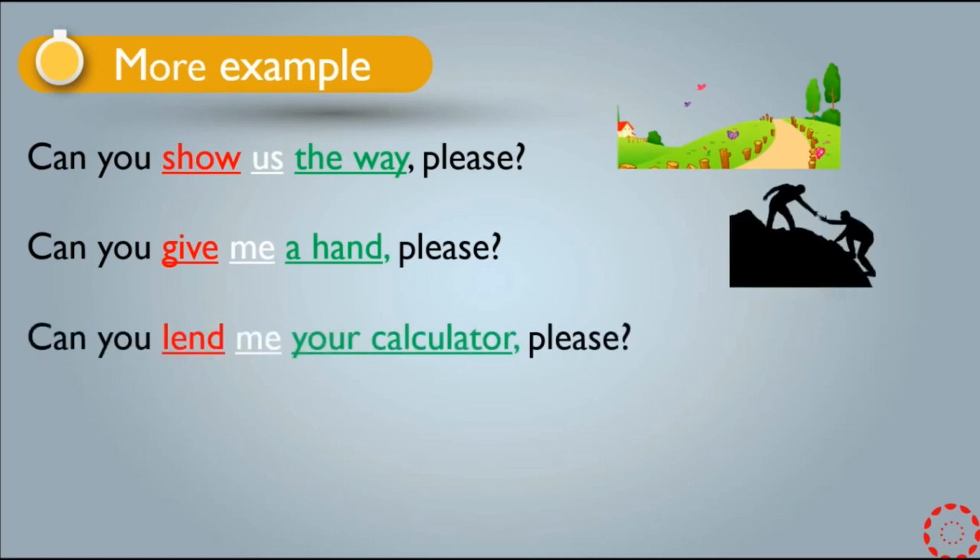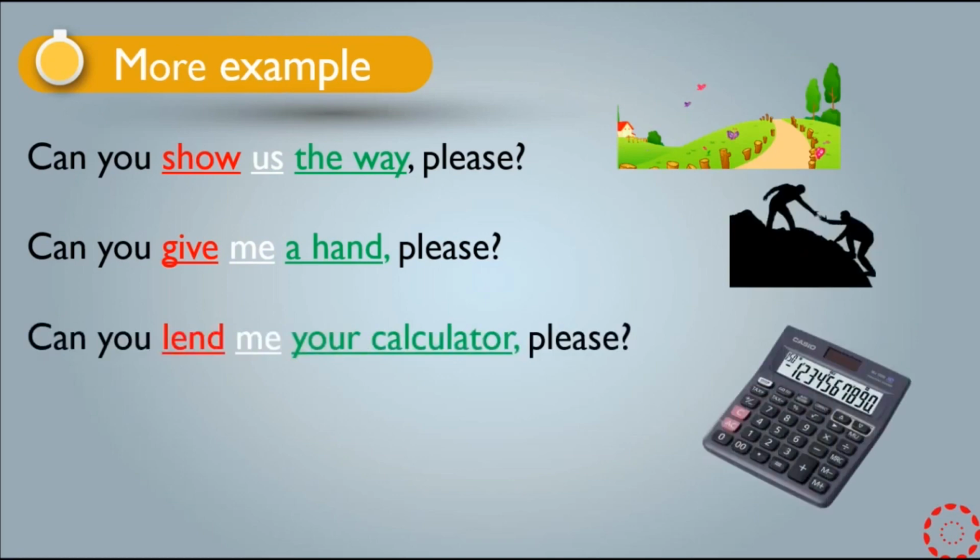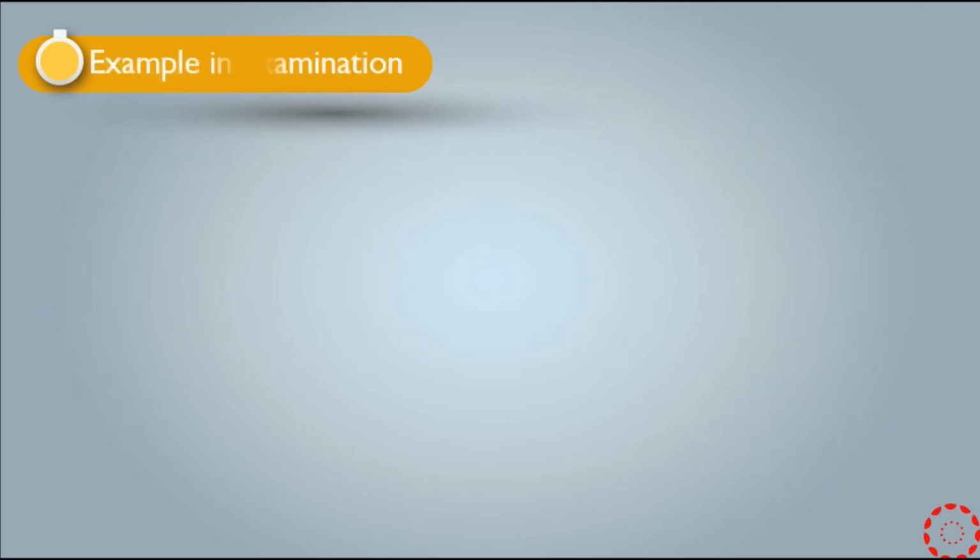Can you lend me your calculator, please? So lend is the verb, me is the indirect object, and your calculator is the direct object. If you remove them in the sentence, the meaning will be lost. Example: in the examination, how will this subject come up?